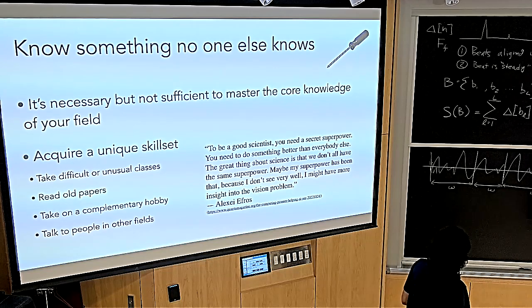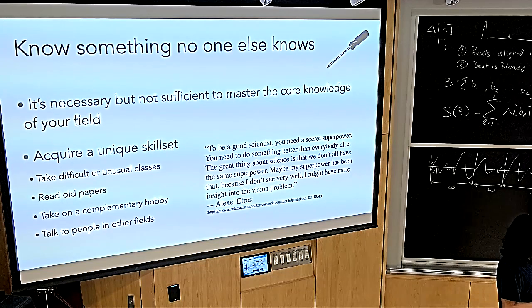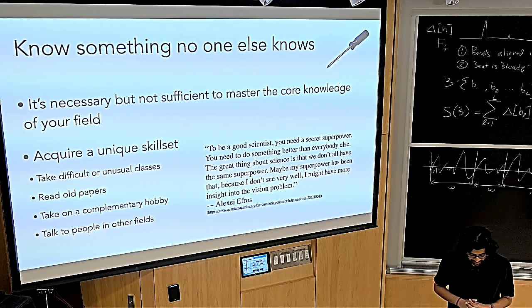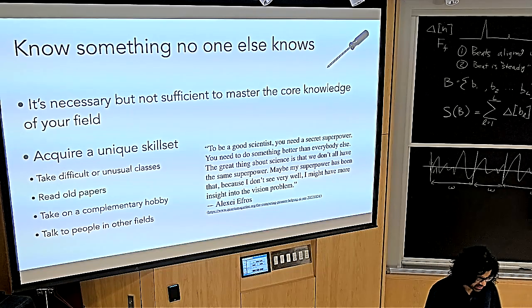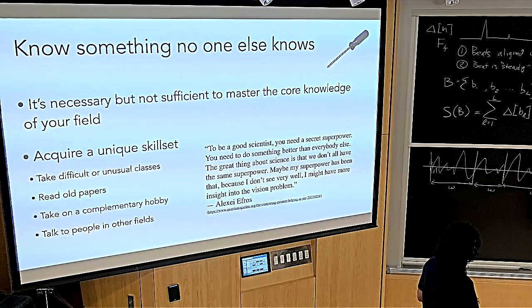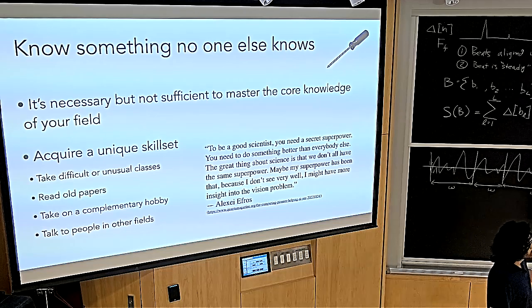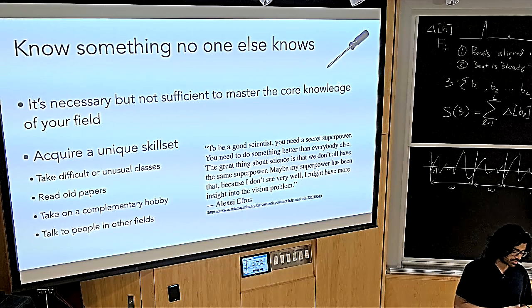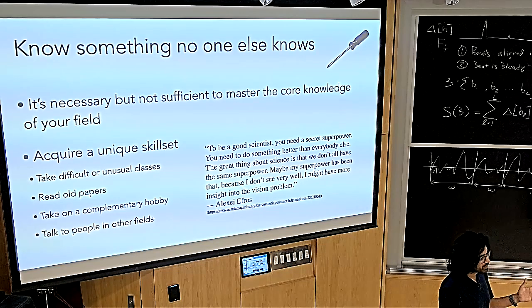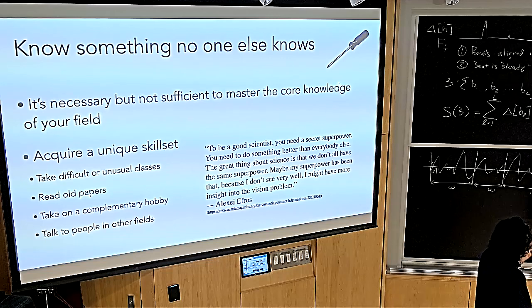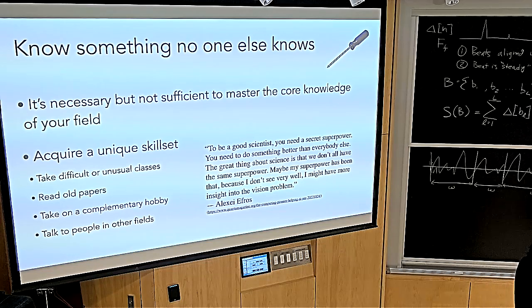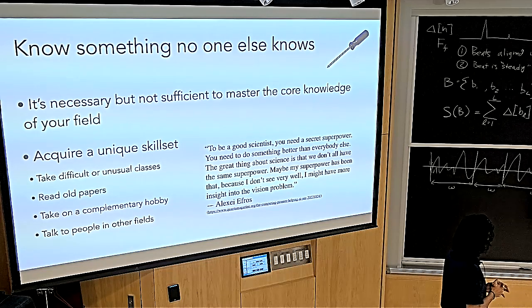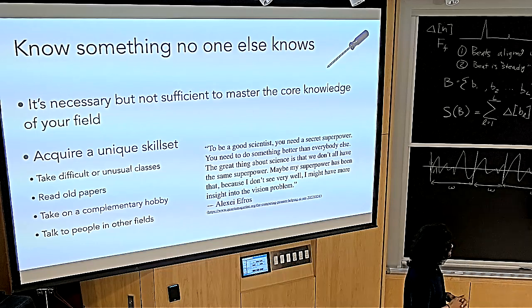So this is another quote which I found from an interview Alexei Efros did, I think day before yesterday. It came out in Quanta magazine. Alexei Efros is one of the most creative and original researchers in computer vision and computer graphics. Pretty much every paper he writes is novel and very interesting and amazing. And he had this quote: to be a good scientist, you need a secret superpower. You need to do something better than everybody else.